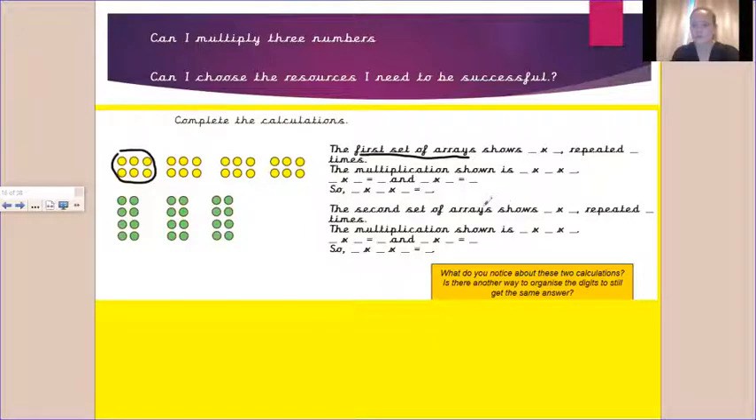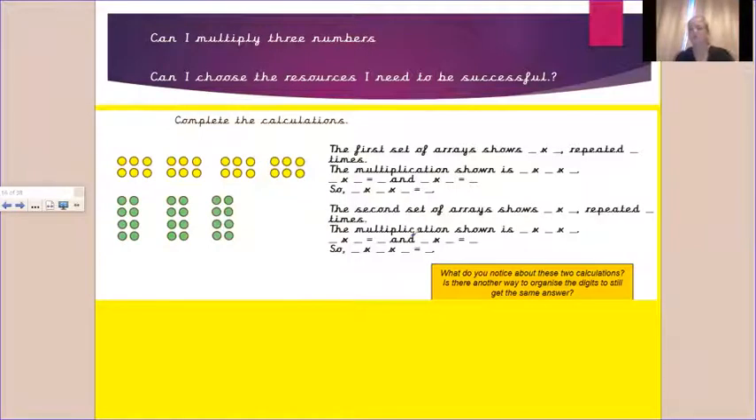The second set of arrays shows, so we'll be looking at this one. So what is this array showing you? And it is repeated how many times? Okay, so give that a think. Right, so I'd like you to fill out that question. If there is an issue, we will be going through it again in the live lesson. So don't worry if you are a bit confused, but I would like for you to have a go at it.